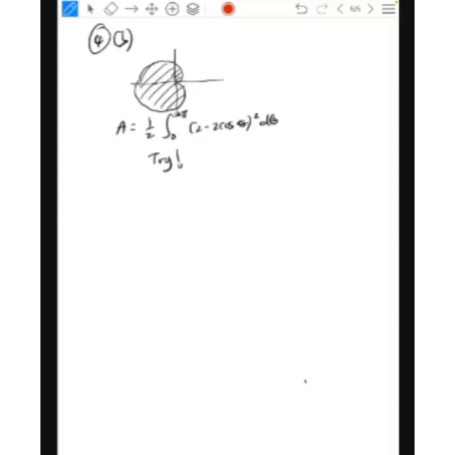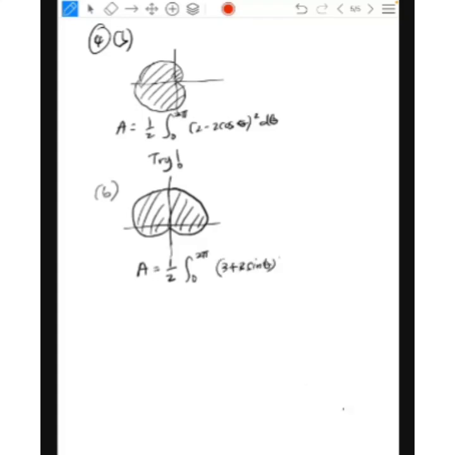Try. So this one would be another question. A equals 1 over 2 again, 0 until 2 pi, because it occupies all the quadrants. 3 plus 3 sin theta squared. Okay, let's try it. And then for 4C, this is also the same. Okay, but then the third quadrant.